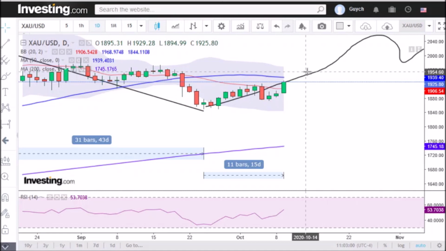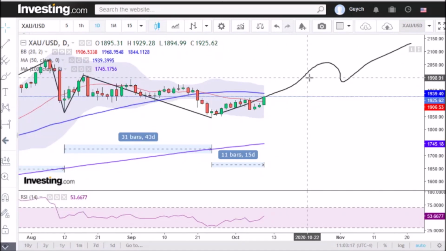Is it in the door? Maybe through the door. Anyway, let's have gold kick that door open at $2,000 and stampede higher.